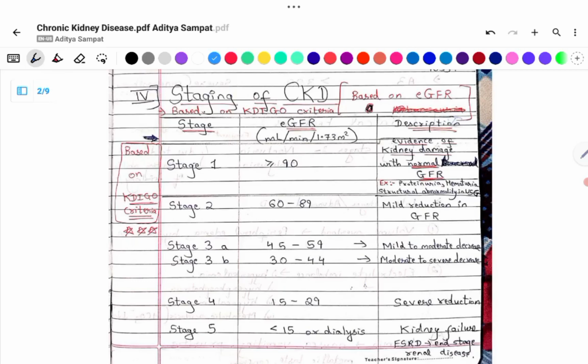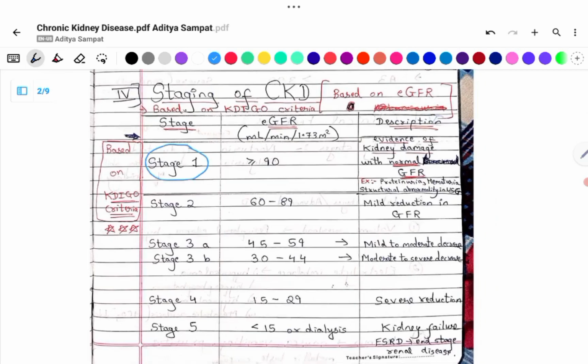Stages. Stage 1. eGFR of greater than or equal to 90. Description: there is evidence of kidney damage with normal GFR. Example: proteinuria, hematuria, structural abnormality in USG. Stage 2. eGFR 60 to 89. There is mild reduction in GFR. Stage 3A. eGFR 45 to 59. Description: mild to moderate decrease.